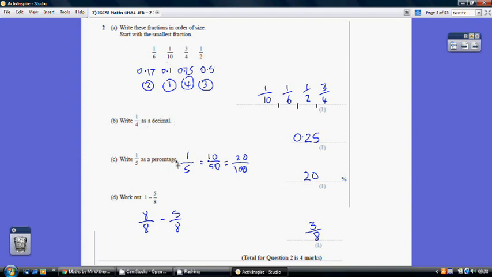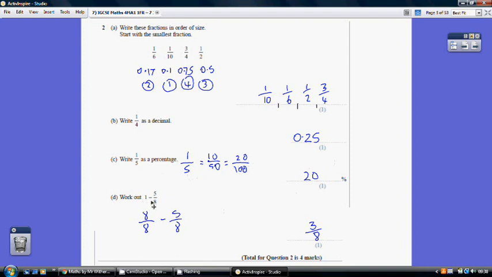Well, percentage means out of 100. So 1 out of 5 is the same as, say, 2 out of 10 or 10 out of 50. But however you do it, you need to scale it up to being a fraction out of 100. So given it was 2 out of 10, that would be 20 out of 100. Out of 100, that's what we wanted as it's a percentage. 20 over 100 is 20%.